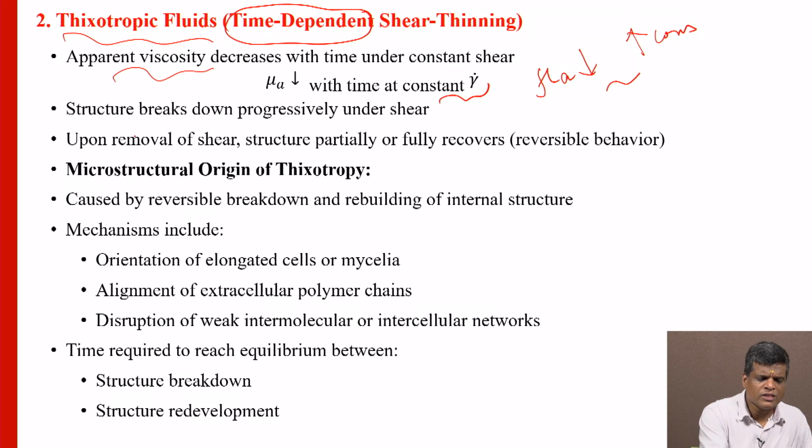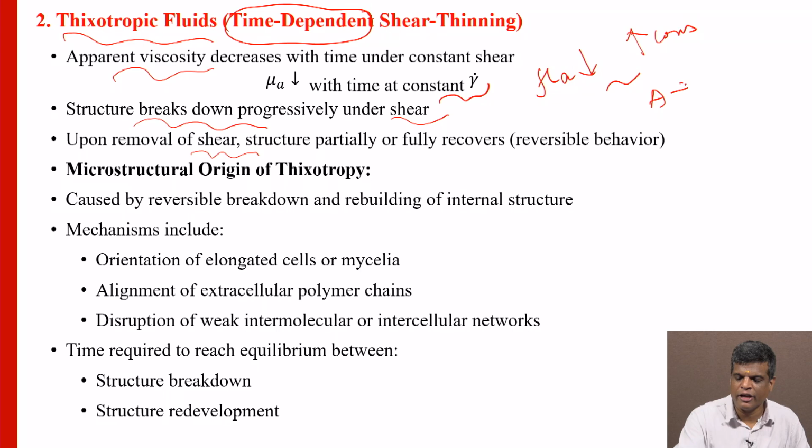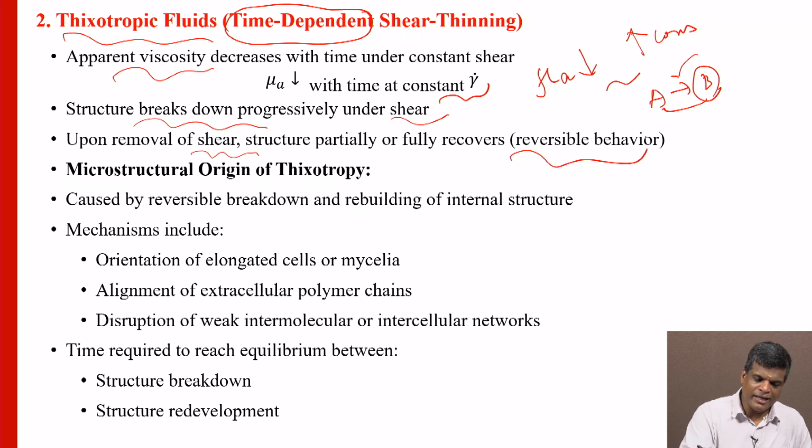Here the structures break down progressively under shear. Whenever you apply shear, the structure slowly breaks down progressively. Then upon removal of the shear, it recovers completely. For a simple example, A goes to B when you apply shear, then it goes back again. It is not irreversible, it is a reversible behavior. When you apply the shear rate, it moves from one state to the other.